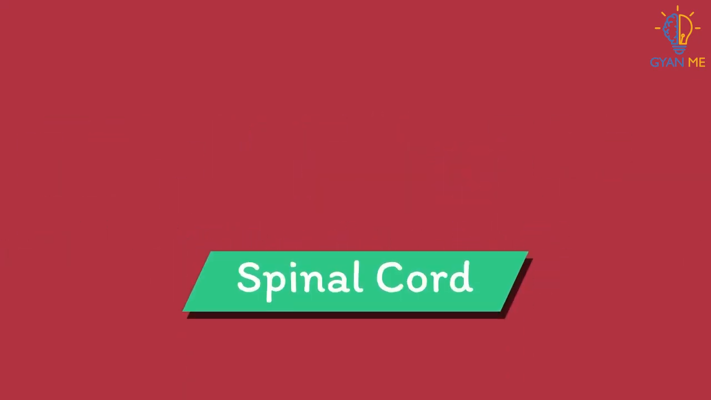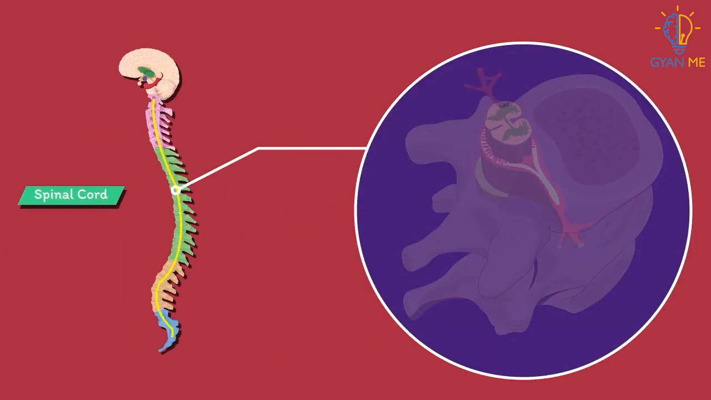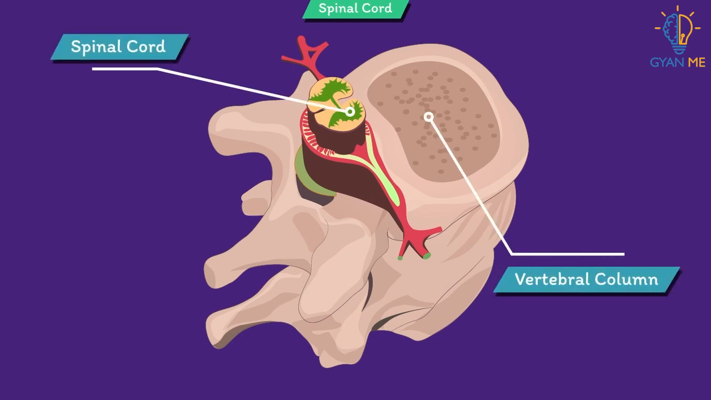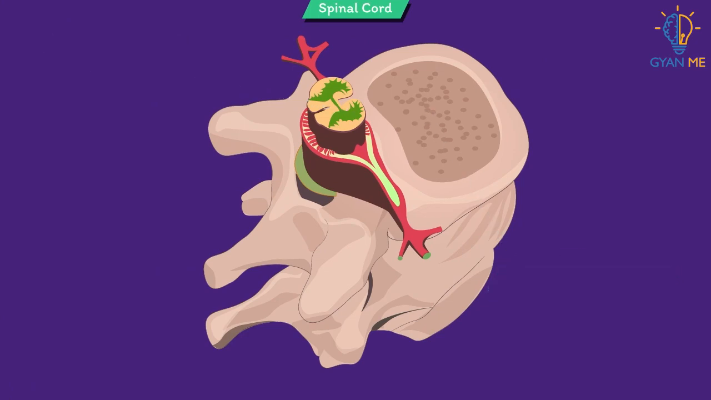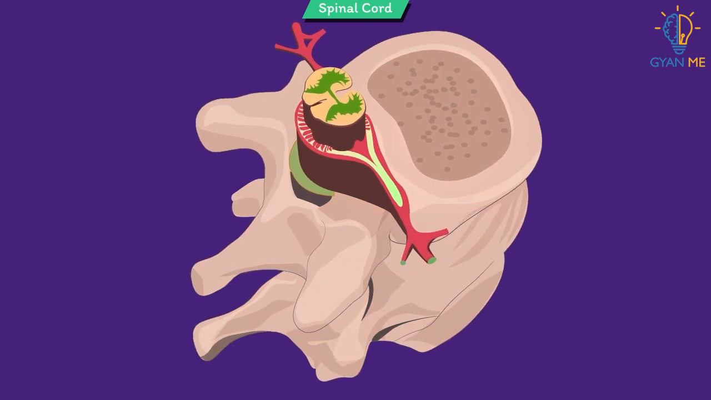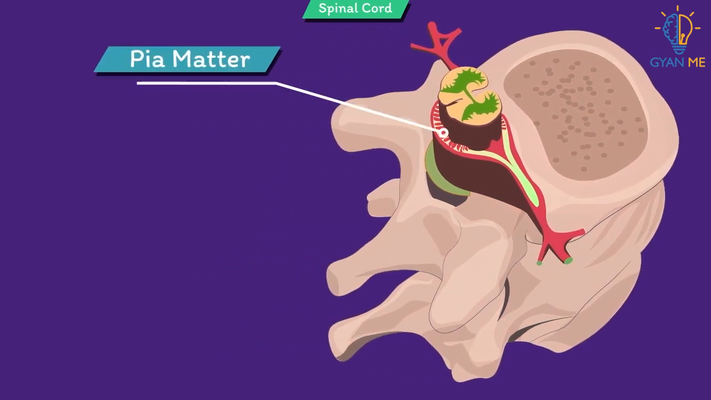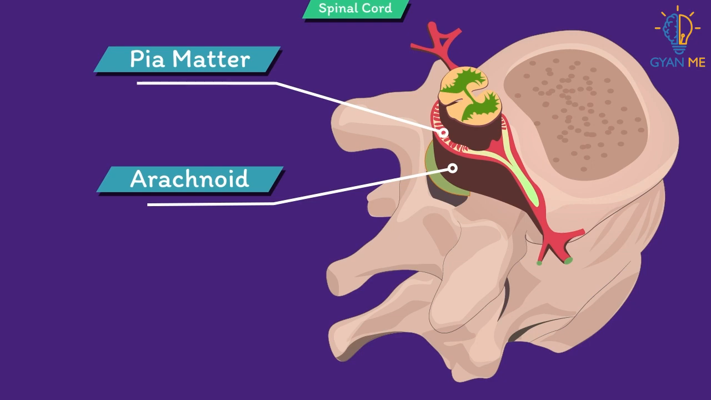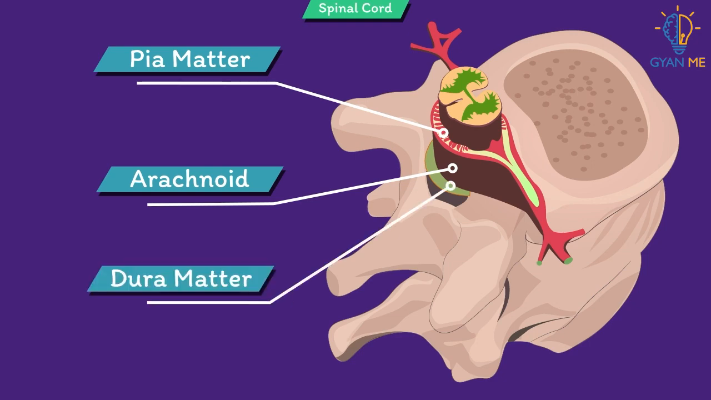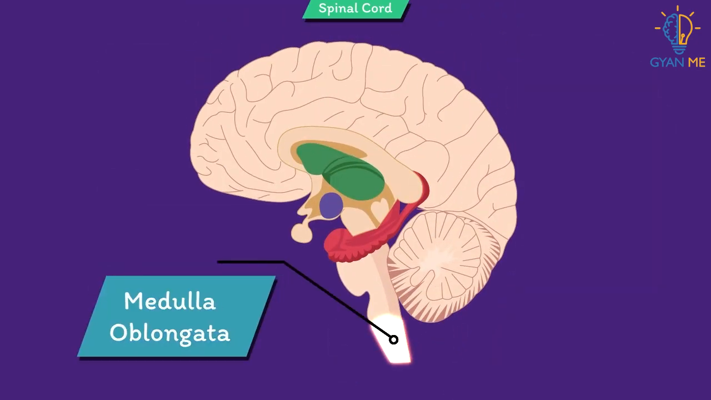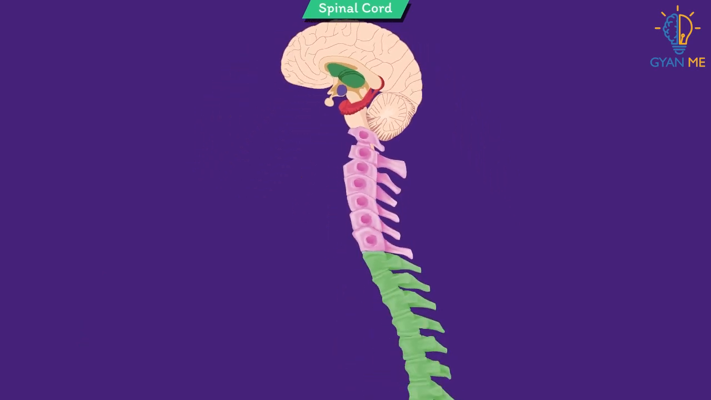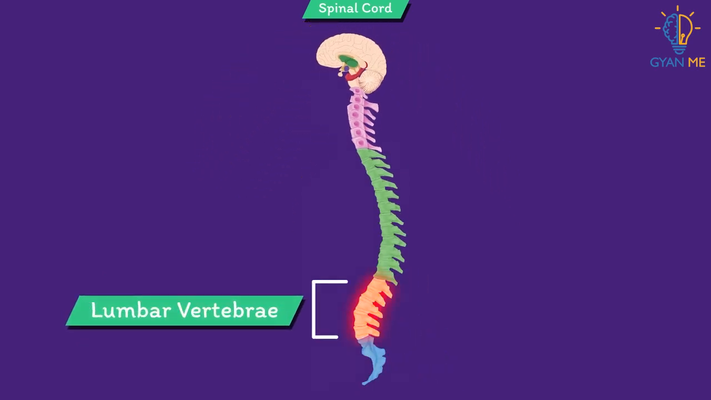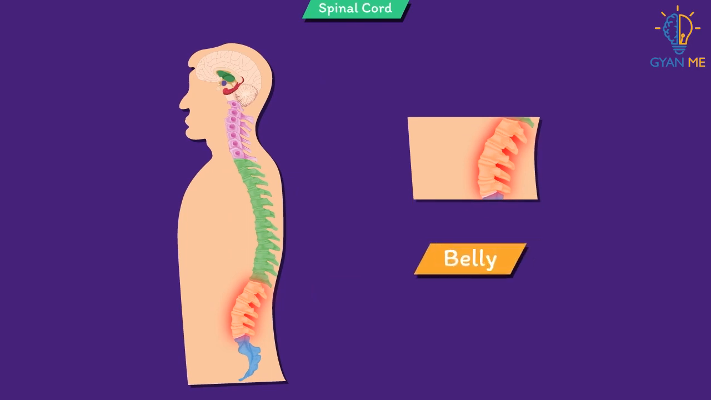Hello students. Spinal cord is a cylindrical structure protected inside the vertebral column. Vertebral column is made up of bones. It is also covered by three meninges, which are the pia mater, arachnoid, and the dura mater. It extends from the lower end of medulla oblongata to the first lumbar vertebra. Lumbar region is a region around our belly.